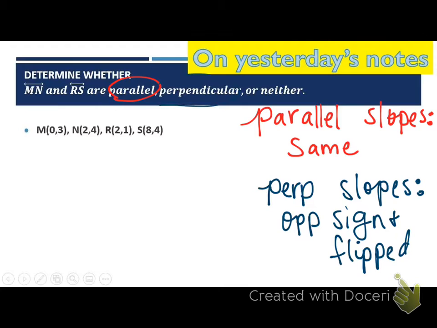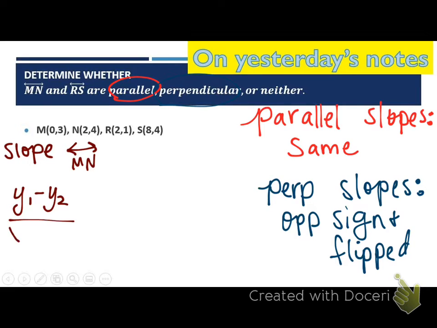But opposite sign, and then you flip it. That's perpendicular. Okay, so here's what we're going to do. We're going to find the slope of each line. The first one is MN, like it says. Find the slope of MN. We're going to use the slope formula, which would be y1 minus y2 over x1 minus x2. So remember that it's the rise over the run. That's why the y's are on top and the x's are on the bottom.